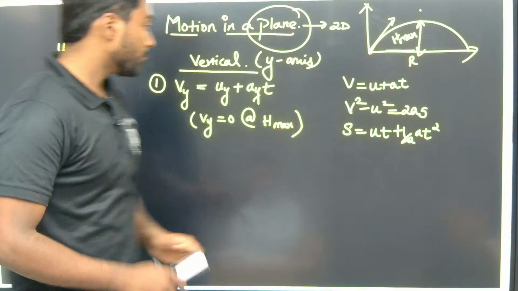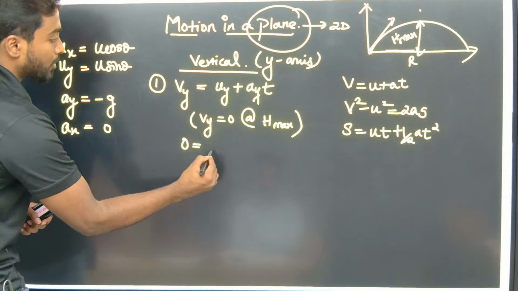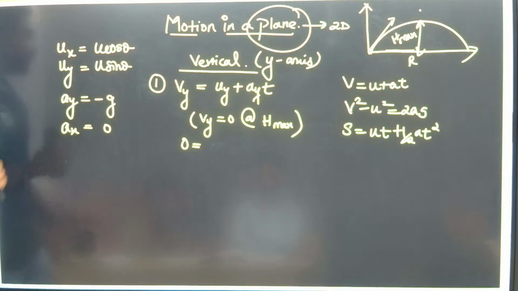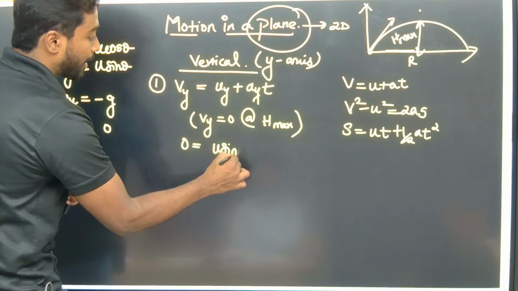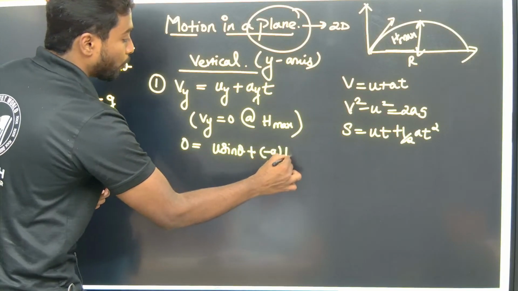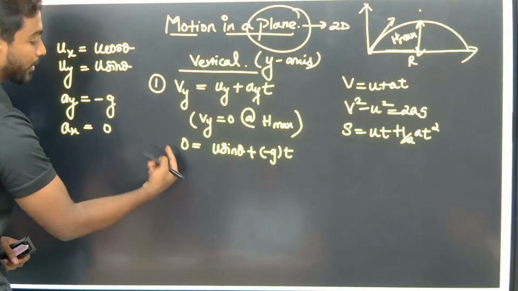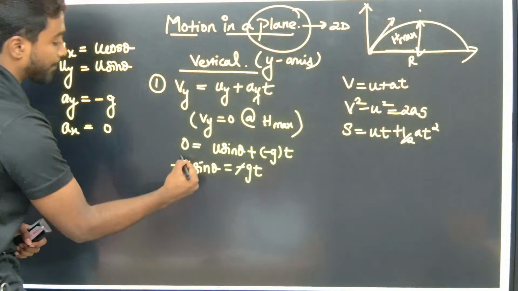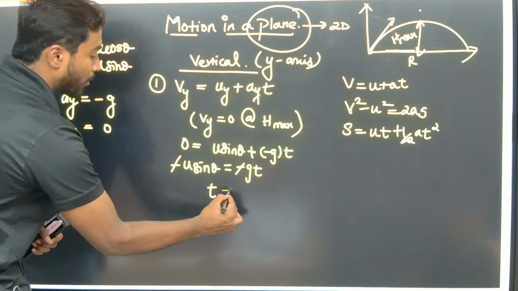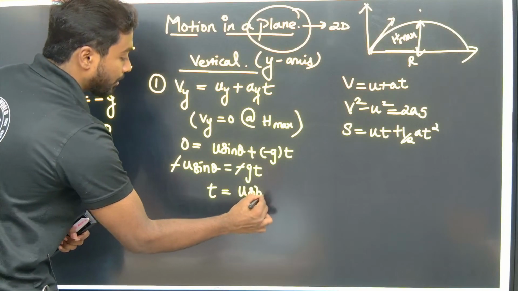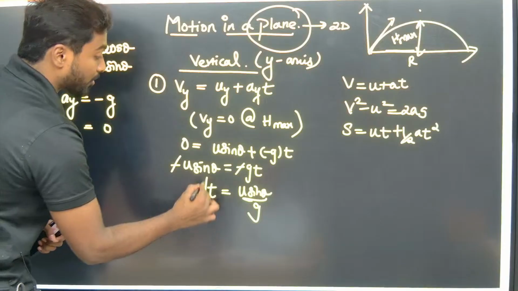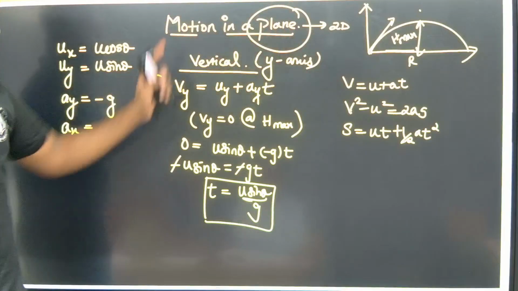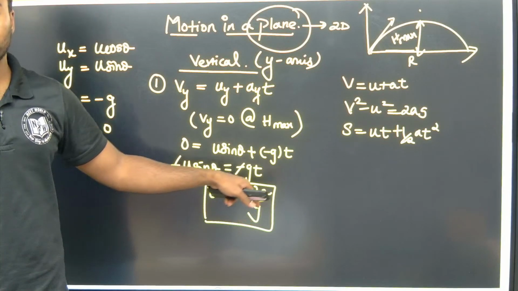Okay, now 0 is equal to uy, what is uy here? It is u sin theta, so u sin theta plus minus g into t. Okay, take this u sin theta to this side, so minus u sin theta is equal to minus gt, where minus and minus get cancelled out, so t will be equal to u sin theta by g. This is for reaching the maximum height. So to reach maximum height, time is u sin theta by g.